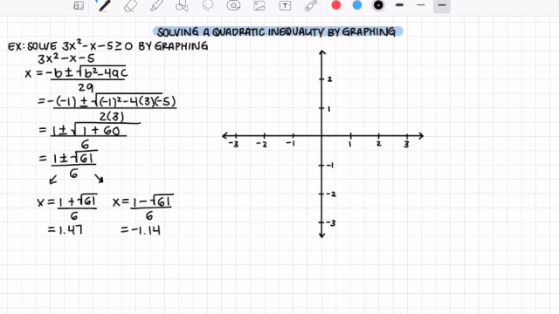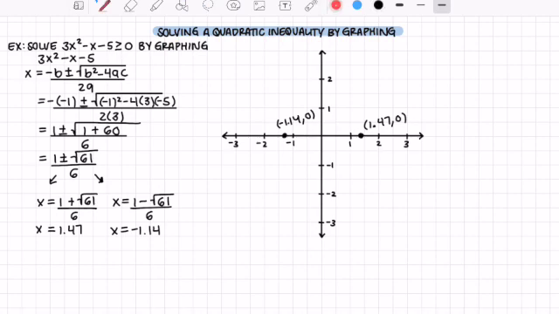So if I were to graph this out, I just need to plot the points for my x values. One of my x values was negative 1.14, so that would be somewhere around here. This would be negative 1.14. And then the other one was 1.47, so 1.47 is somewhere around here. Comma 0. Once I have those 2 points, then you can kind of see where your parabola would be.